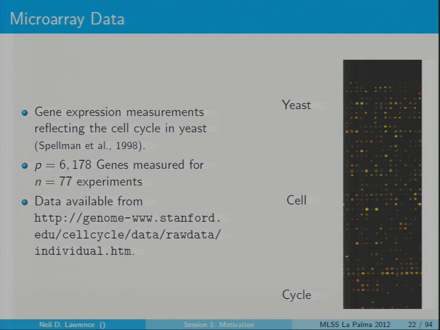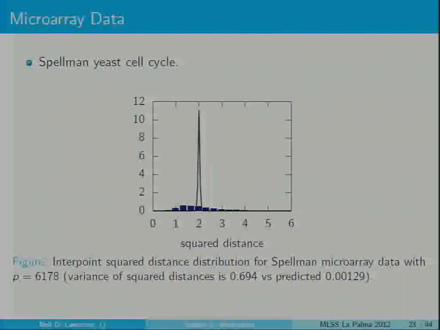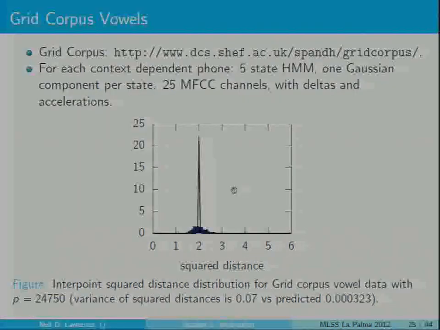Now if we look at the theory, the effect is even worse. Look at this one up here. Its predicted variance is less than 1%, 0.00129, but the actual variance of the sum of the squared distances is 0.694. So that lesson goes on. Here's a vowel data set.